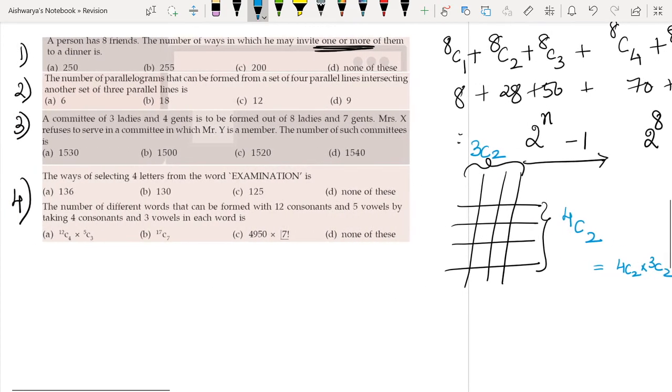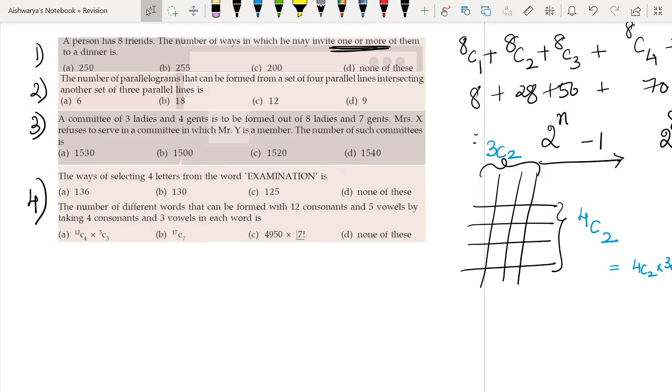Okay, let us proceed to the next question. A committee of 3 ladies and 4 gents is to be formed out of 8 ladies and 7 gents. Mrs. X refuses to serve in a committee in which Mr. Y is a member. The number of such committees is how many? Now this is a very unique question, that's why I picked this up. You are to form a committee. Committee formation is a very typical question in combinations.